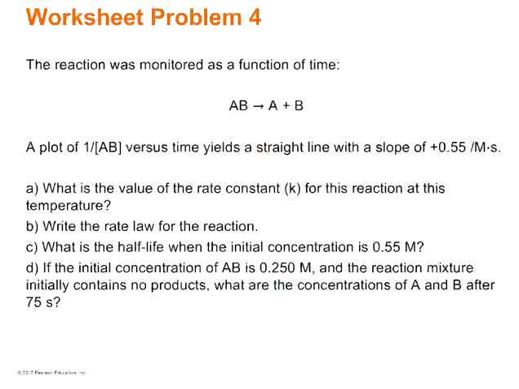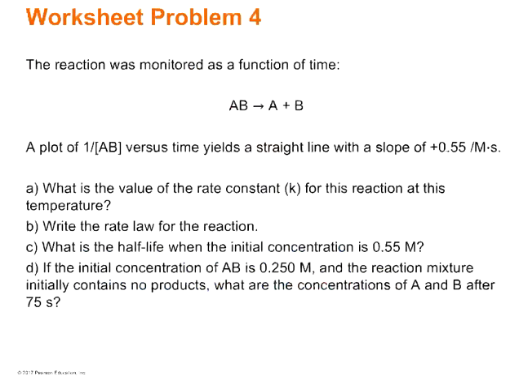All right, so finally, the worksheet problem, problem 4. And then this will be the last thing we do for this lecture. It's a bit of a long one, I apologize. So the reaction was monitored as a function of time, where a reactant, AB, is decomposing, and a plot of 1 over the concentration of AB versus time yields a straight line with a slope of 0.55 inverse moles per liter per second. What is the value of the rate constant?